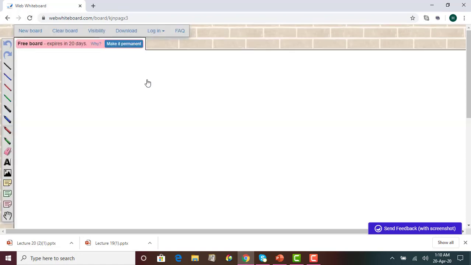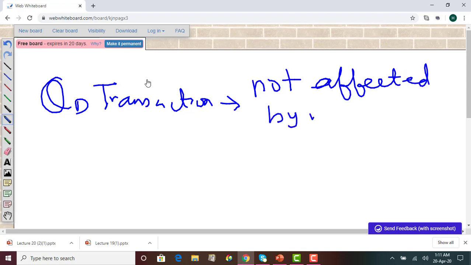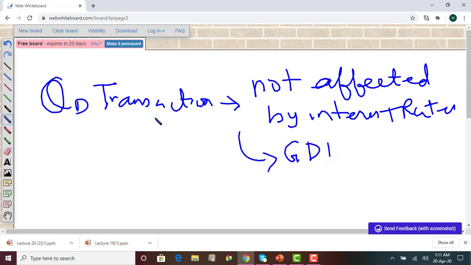So this is important. Remember, the transaction demand for money is not affected by the interest rate. Whereas the transaction demand for money is affected by your aggregate GDP, or the nominal GDP in the economy.